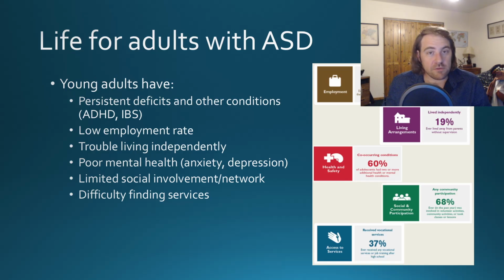Low employment rate, trouble living independently, both of those actually relate back to what we were talking about, being worried about getting older with autism. Poor mental health, so a lot of anxiety, depression, those are comorbid with ASD as well. Limited social network, they don't have a lot of people outside of their family that they connect with. And then also difficulty finding services to get the help that they need.